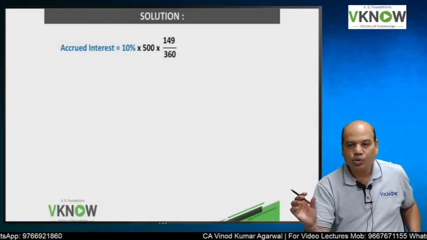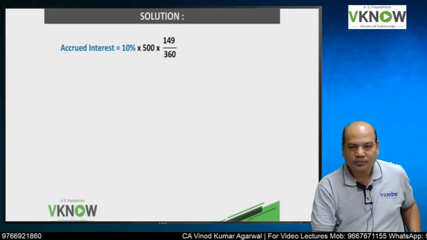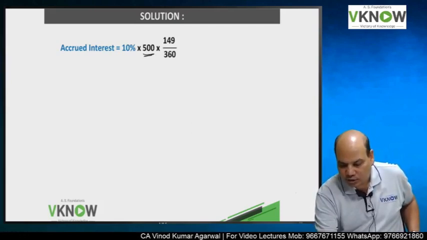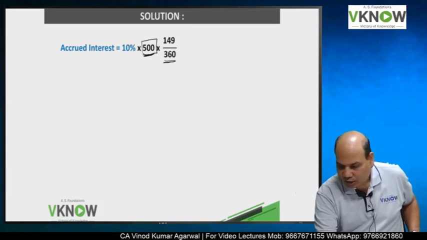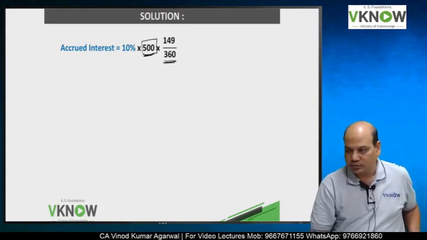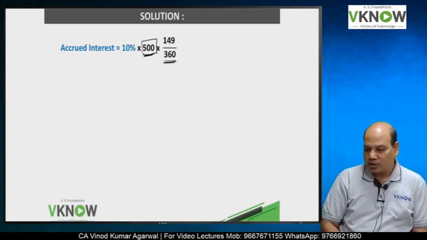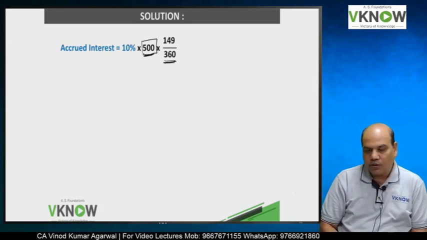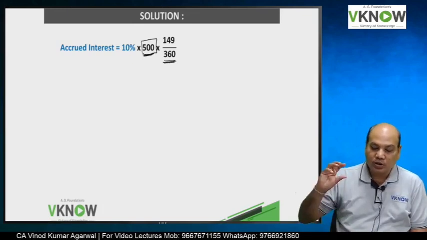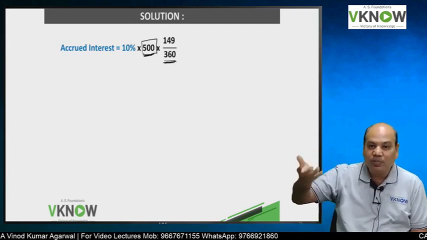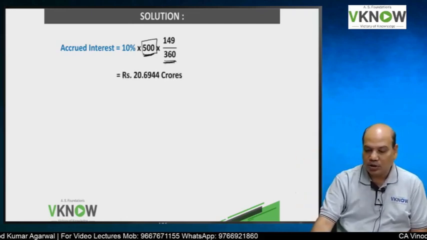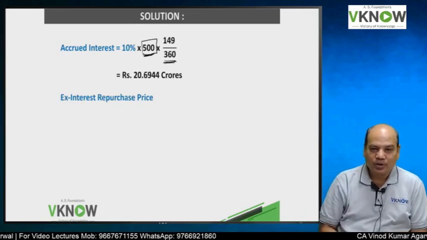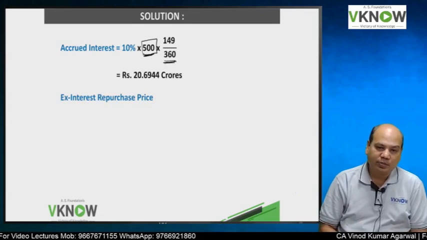So what is the accrued interest component in that? The interest will be calculated on face value, and the convention is to take 360 days. So 10% into 500 into 149 by 360. If they ask you what is the accrued interest in the repayment amount, this is the answer, 20.6944. And the last thing that they can ask you, what is the ex-interest repurchase price?